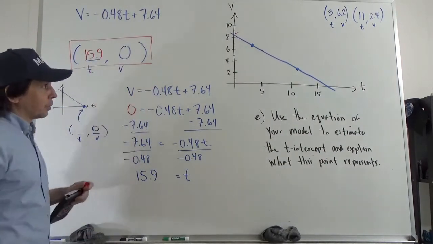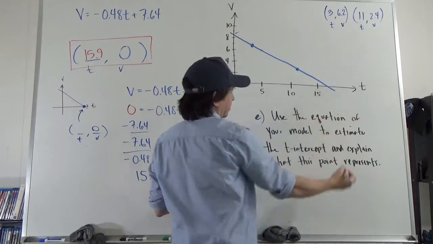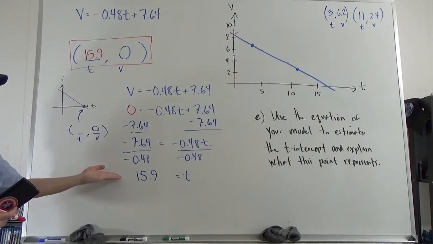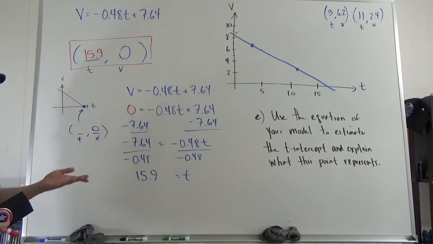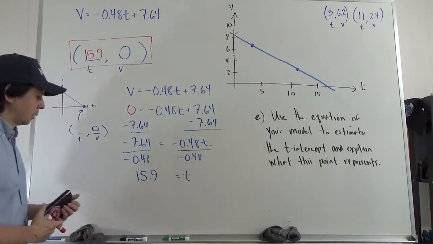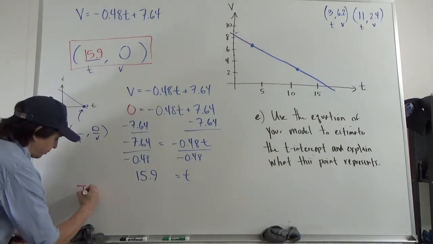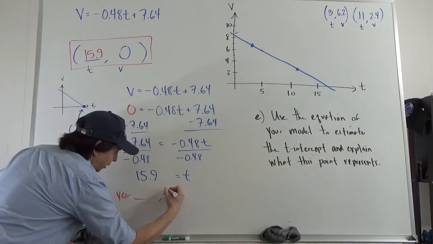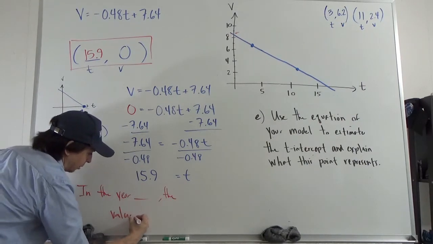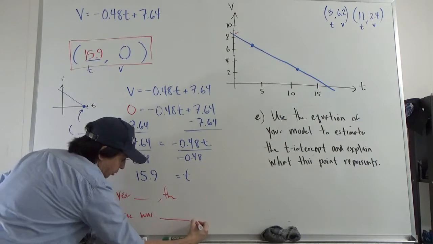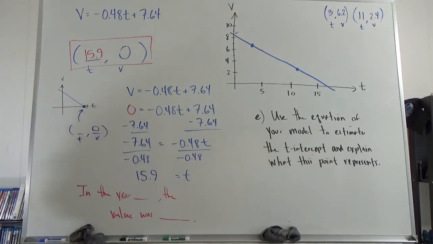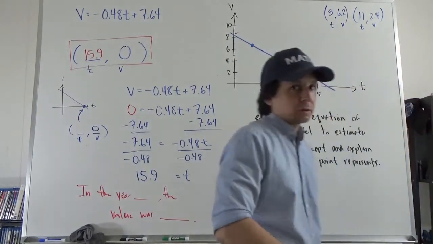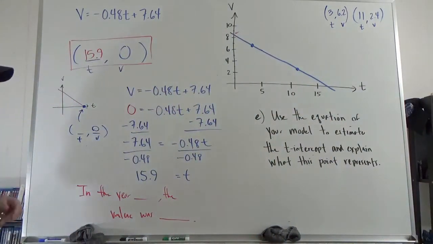If we did it off the graph, I would have said 16, but yeah, close enough. Anyway, more accurate answer from the equation, and now let's explain. Don't forget we gotta explain. My explanation is going to be: in the year blank, the value is blank. Again, that's my template for explaining any point, because any point on that graph gives you information related to a year and related to the value.